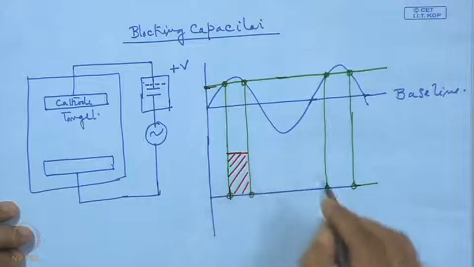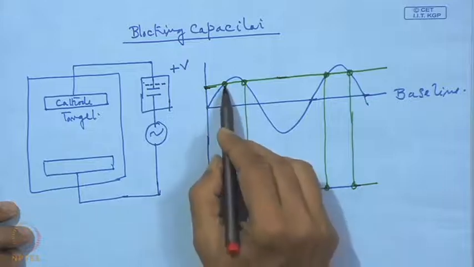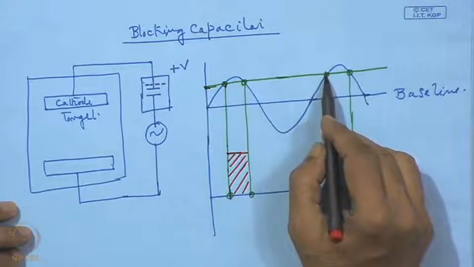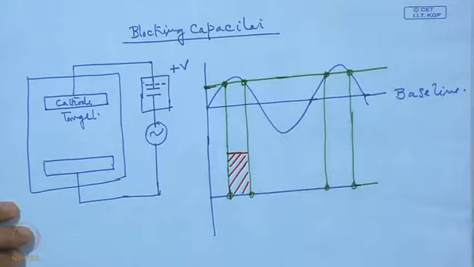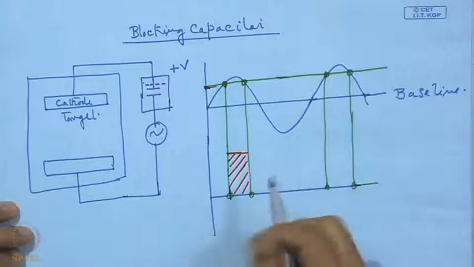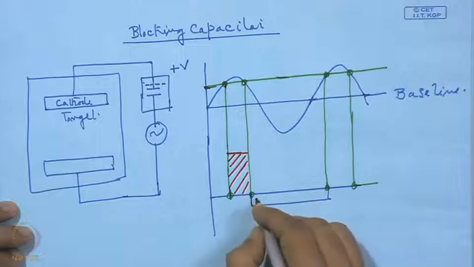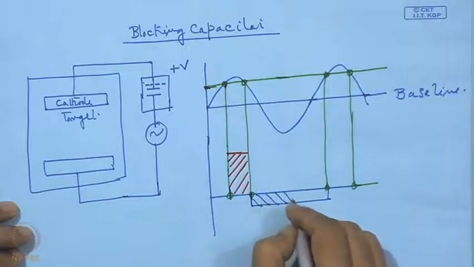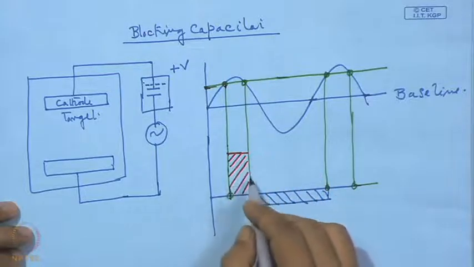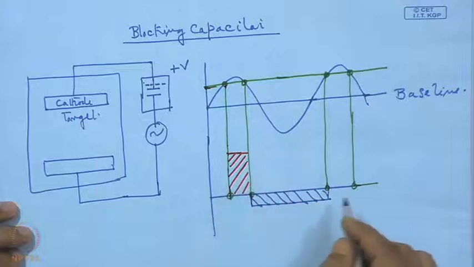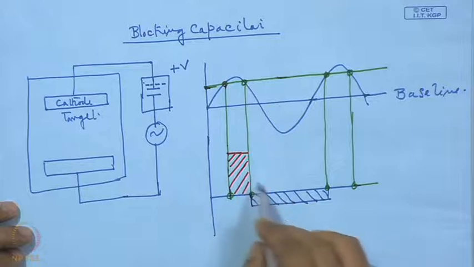This is the net flow of electron current, and from this point to this point that actually constitutes one cycle. In the next part, this is going to be the portion where ion current will flow, such that the area under the curve, shown by this red hatch mark and by this blue hatch mark, numerically they should be equal.